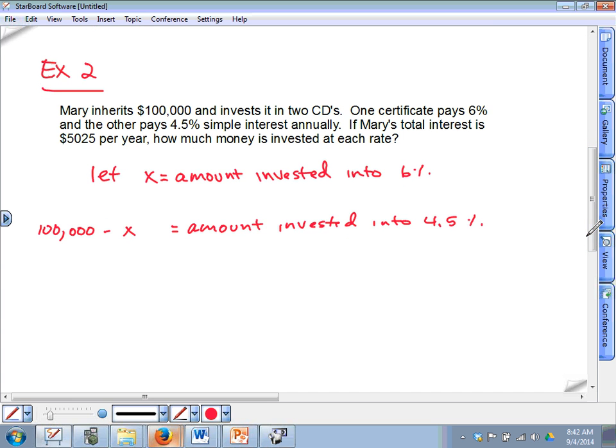So how much interest is she going to earn on her first investment? 6%, so what was the total interest earned in just that account? The total interest was a little over $5,000, but what was the interest earned from just this CD that earned 6%? How do you calculate interest? It's the percentage multiplied by the amount invested. How much money did she put into the 6% account? X. So the interest earned from the 6% account was 0.06 times whatever she invested, X.